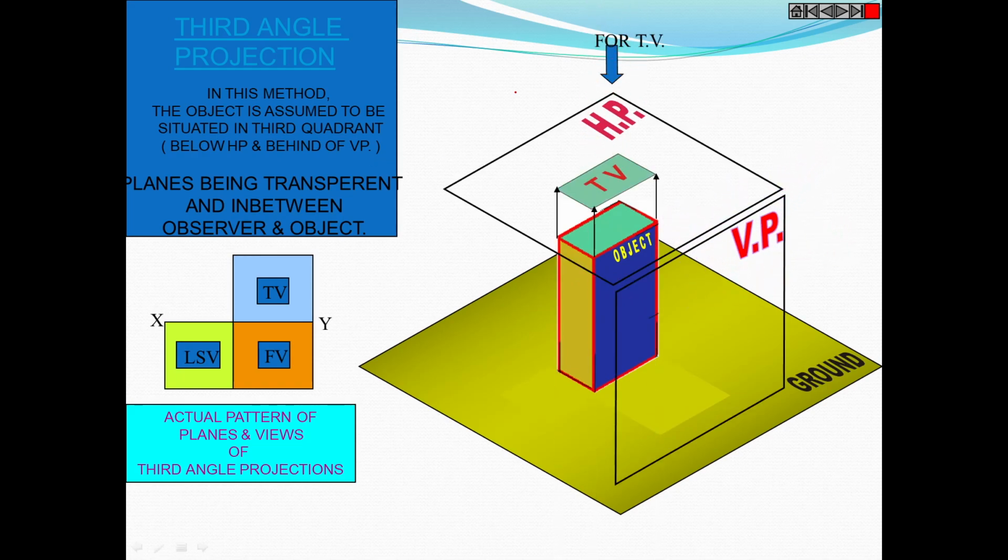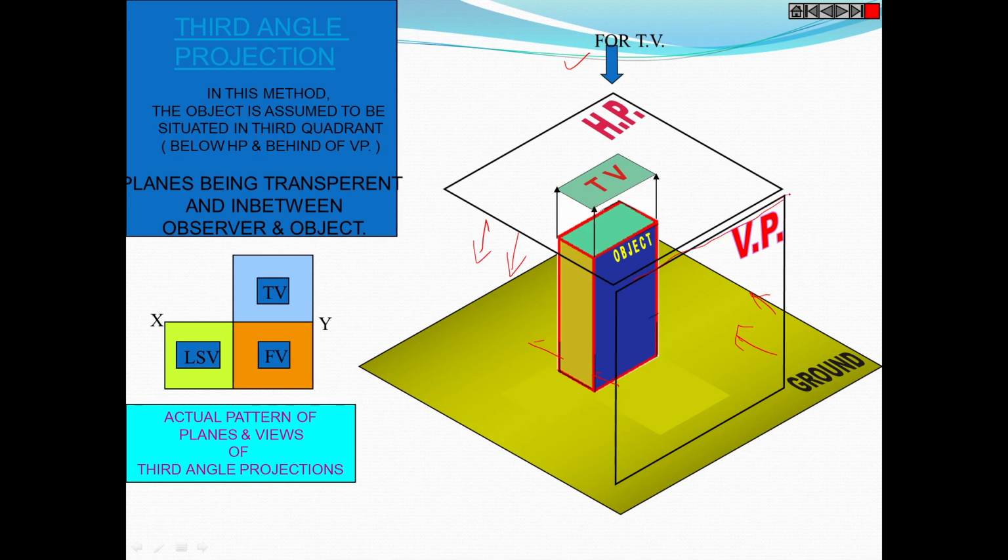So now you can see here, this is the horizontal plane and this is the vertical plane. The object is below the horizontal plane and behind the vertical plane. If you are looking from the top, the projection we get is on the horizontal plane. If you are looking from the front, the projection you get is on the vertical plane.